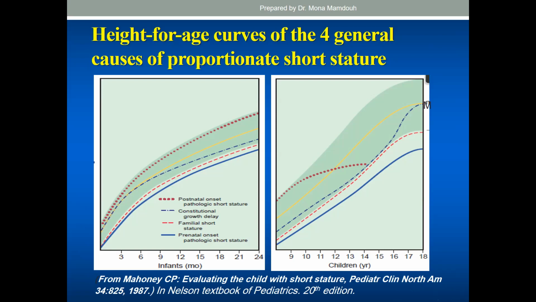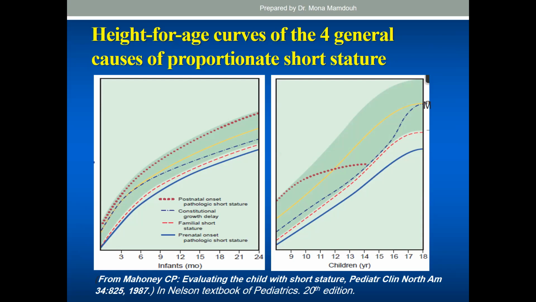For the continuous blue line, this is the prenatal onset pathologic short stature. You can see that the infant from the start is falling below the lowest curve of normal, and their deceleration is even more during childhood. In familial short stature, the infant and then the child is parallel all through, is below the curve, but is parallel all through the phase of growth, and finally reaches, as we've said, the target height range of his family who are already short.